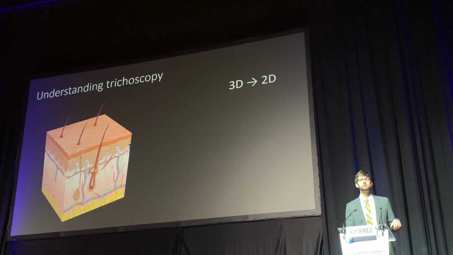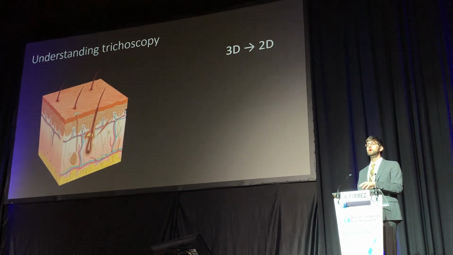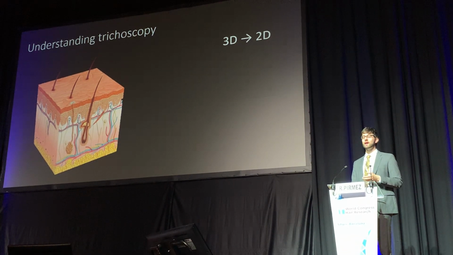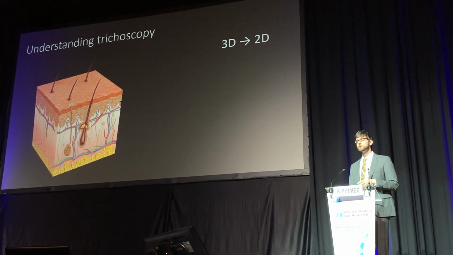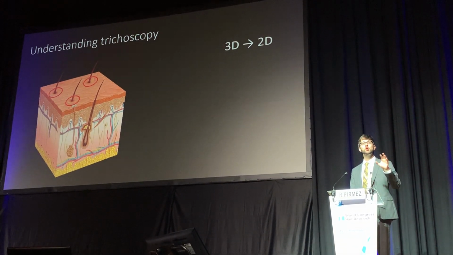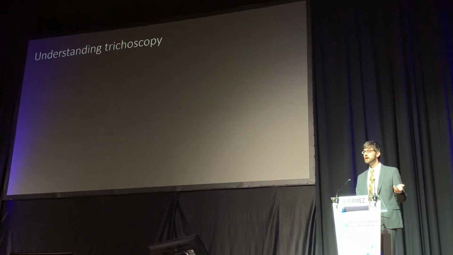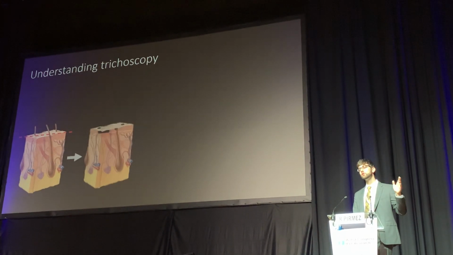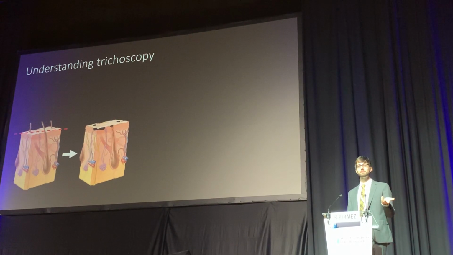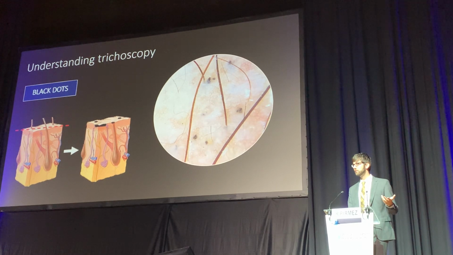A very important step to understand trichoscopy is to know that through the dermatoscope, we are looking at a three-dimensional structure, which is our skin, in just 2 dimensions. So in this way, all of the perifollicular and follicular changes are going to be perceived as dots. A couple of examples. If hair shafts break very close to the scalp, they're going to be perceived from above as black dots, like we can see in alopecia areata or in trichotillomania, for example.